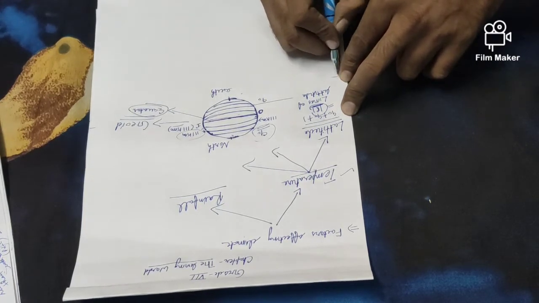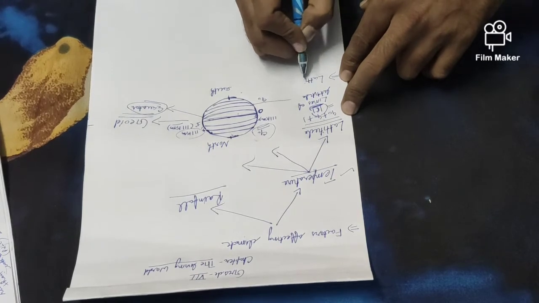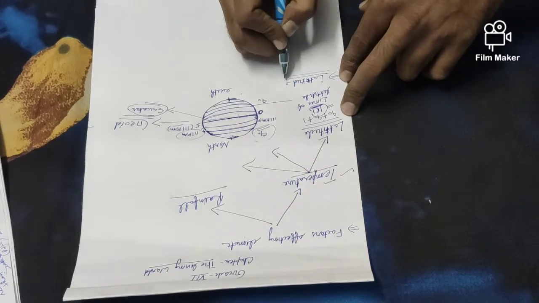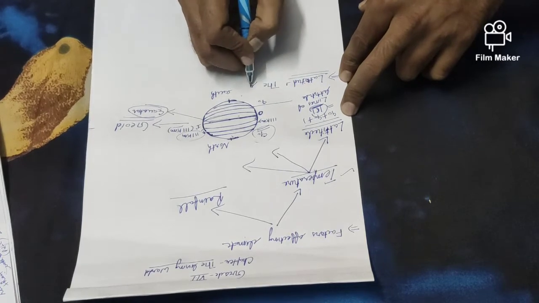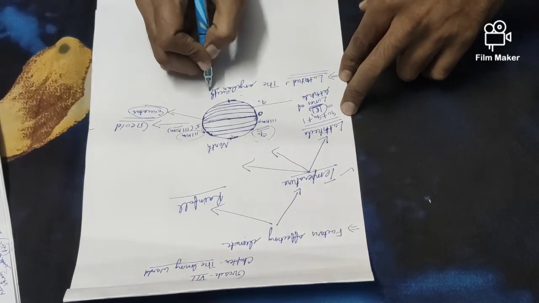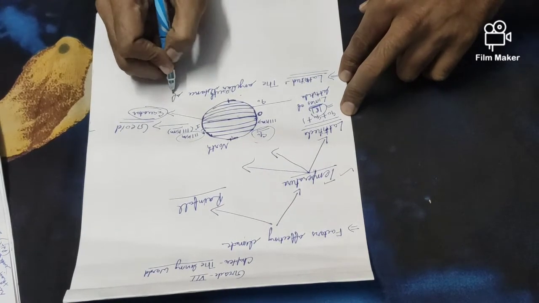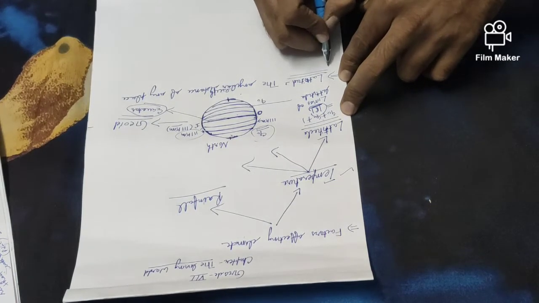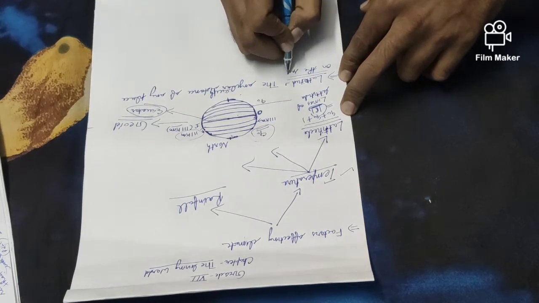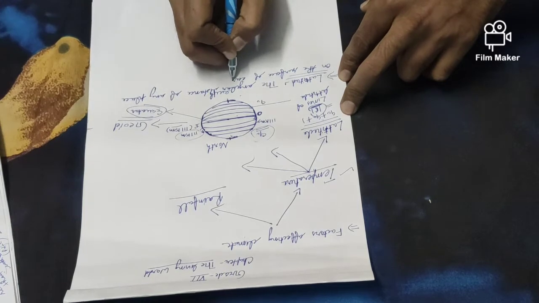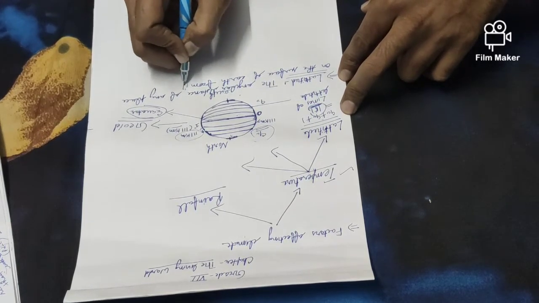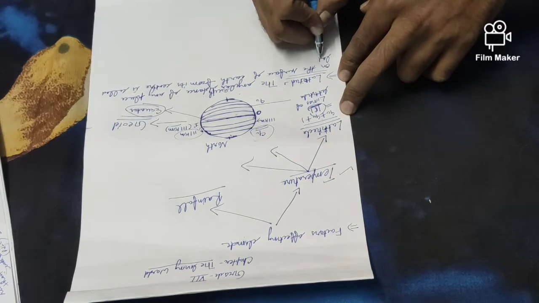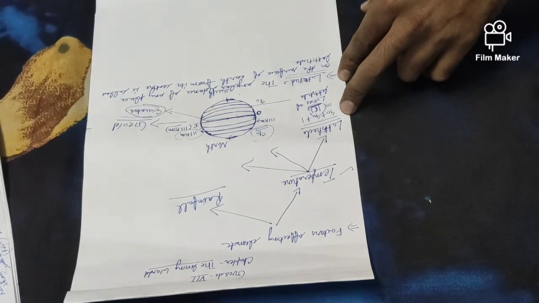Okay, so now the question arises, what is latitude? The angular distance of any place on the surface of Earth from its center is called latitude. Okay, I hope this is clear to all of you.